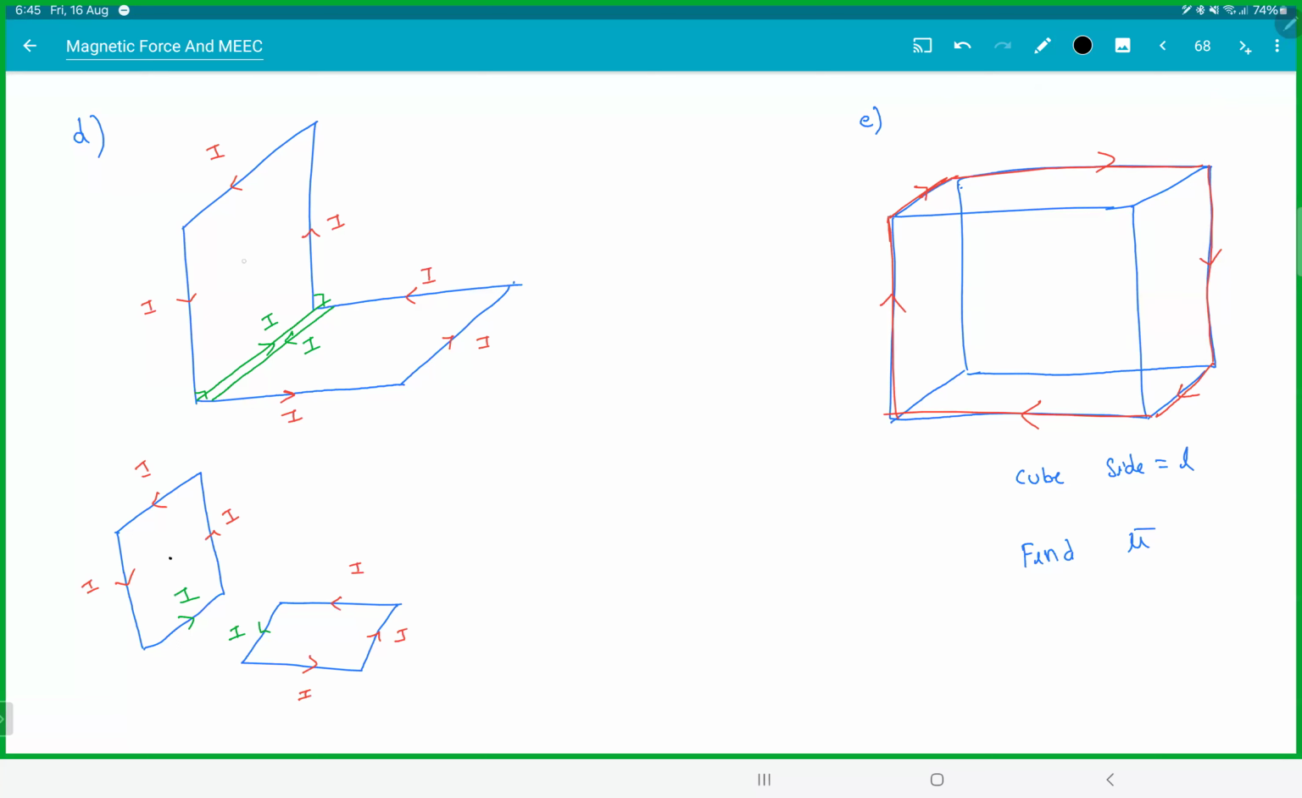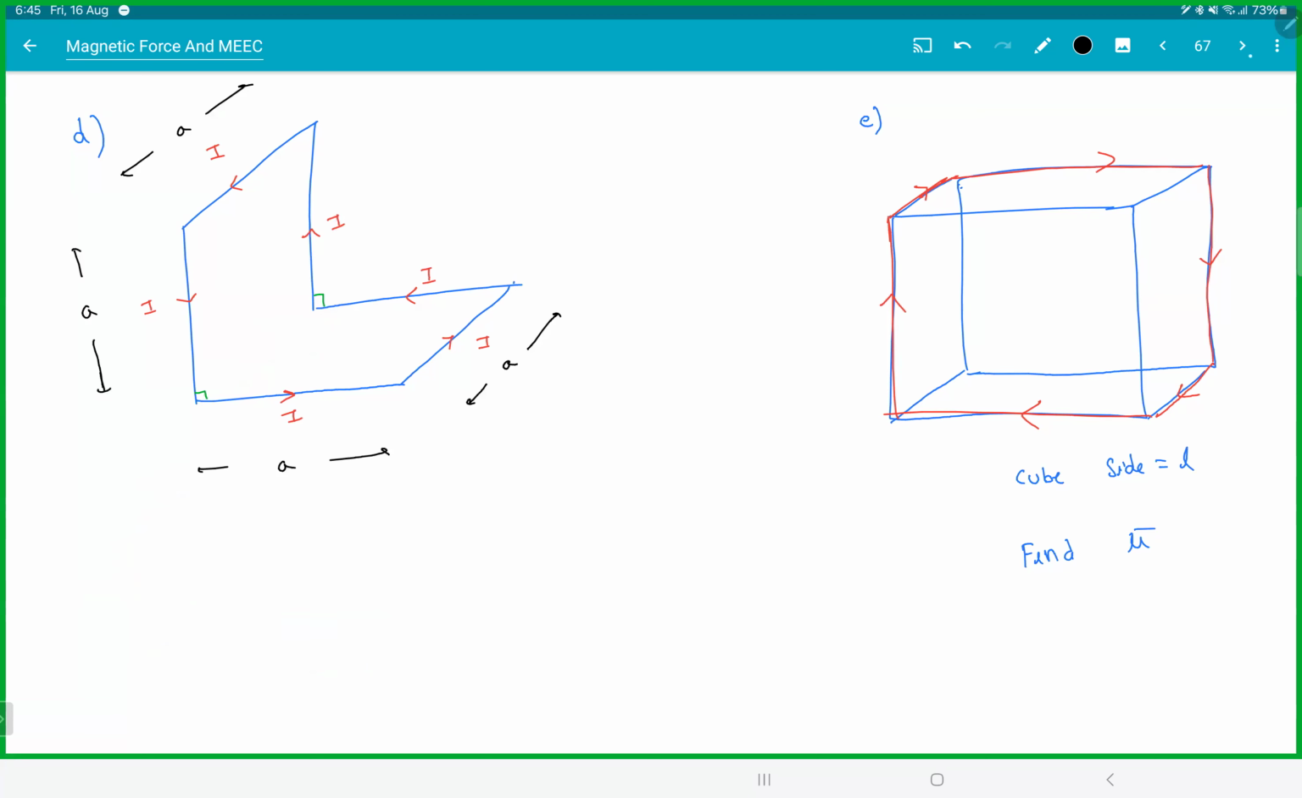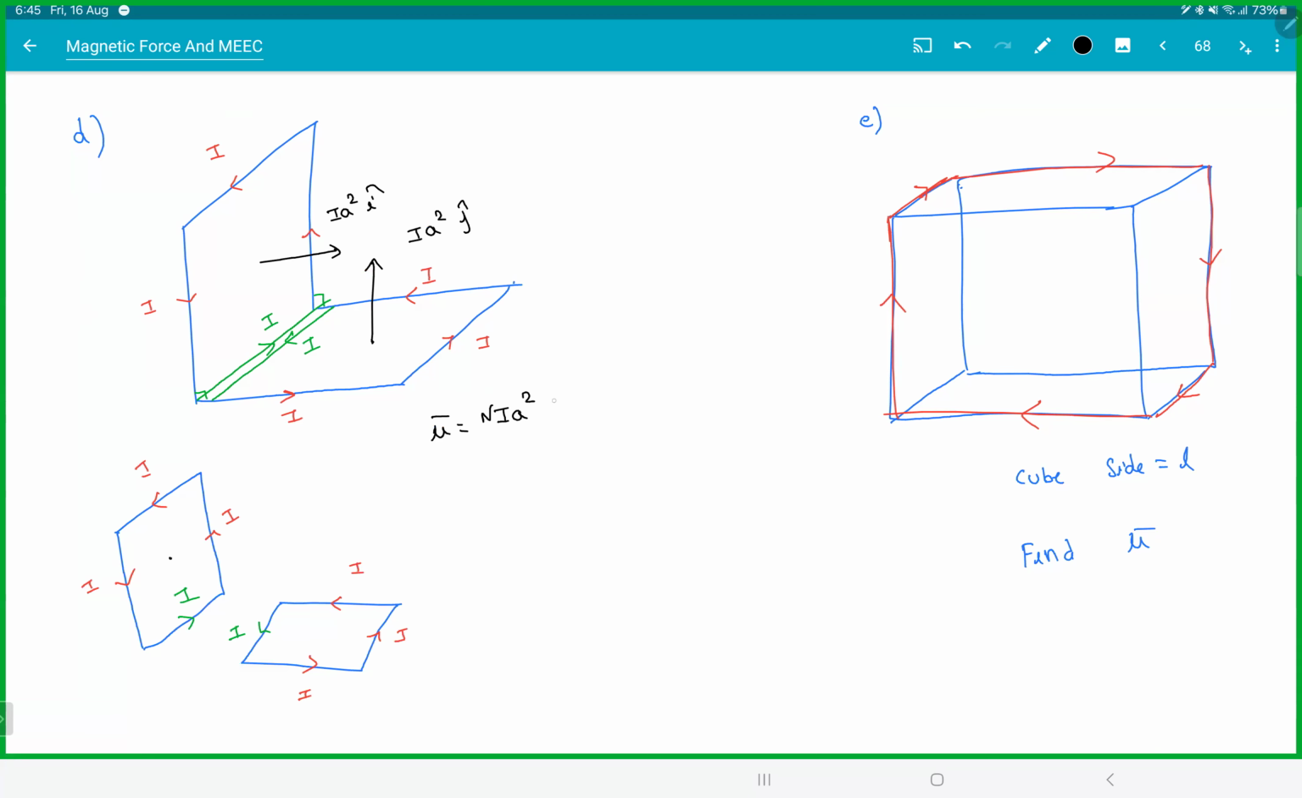So for this one, it will be out of the plane, and for this one, it will be upward. This one would be this way. How much is that? I into a square j cap. That would be I into a square i cap. So the magnetic moment of this system is I a square, and number of turns are n. Fine, if I give you that, it would be i cap plus j cap. Is that clear? So the main idea there is you need to create two loops.